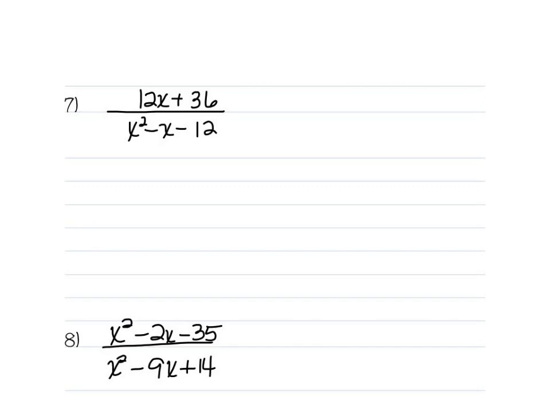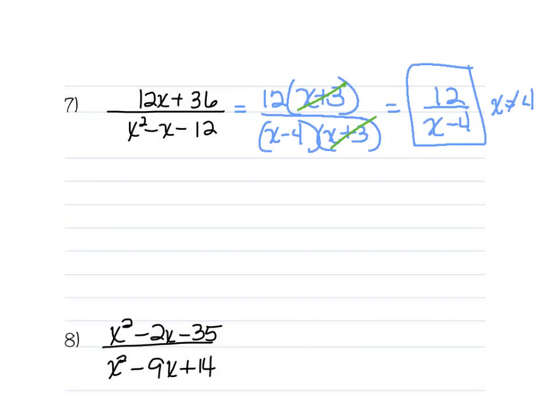Try number 7 on your own. Pause the video now. Okay, my simplified expression is 12 over x minus 4, and my excluded value is positive 4.